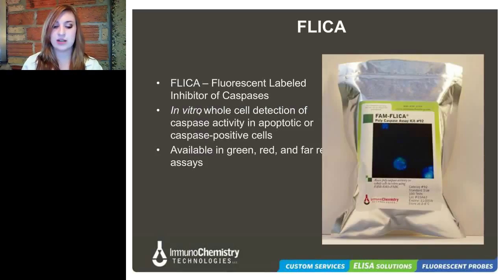So I'm going to start here today with one of our more popular products, which is our Flicka kits. Now, Flicka stands for Fluorescent Labeled Inhibitor of Caspases and measures cell death by detecting intracellular caspase activity and membrane permeability in whole cells. We do offer these kits in 3 different color options for green, red, and far red. These kits, as well as many of our other assay kits we'll discuss today, are offered in different sizes with varying numbers of tests, with trial size options available.